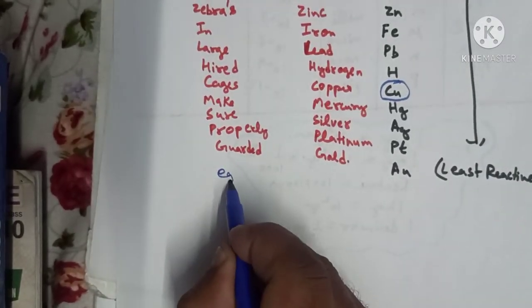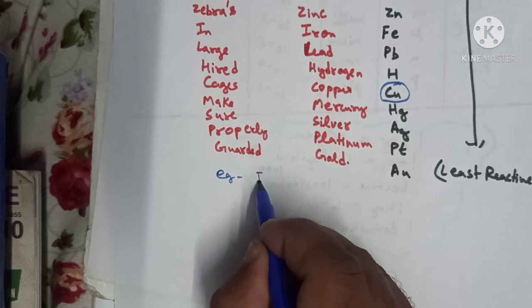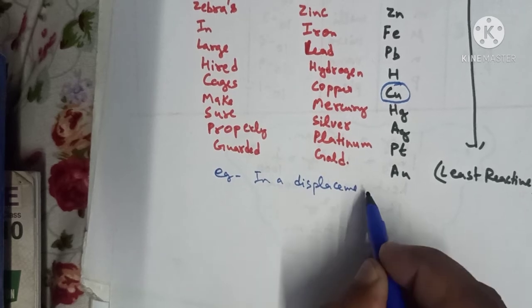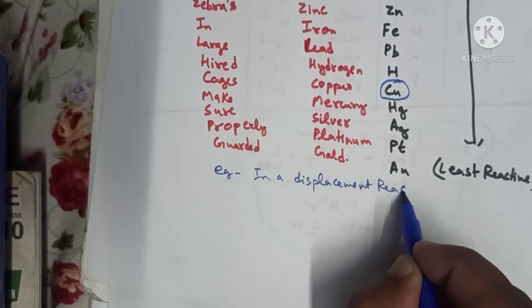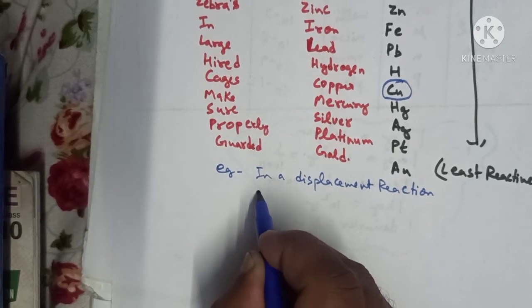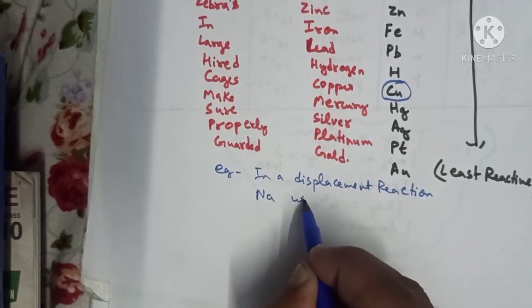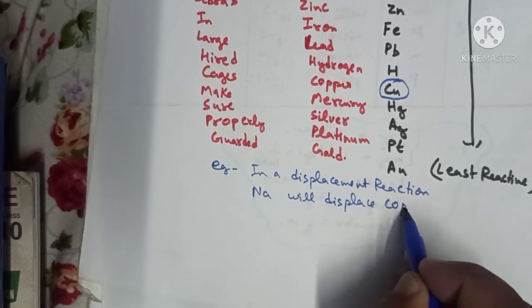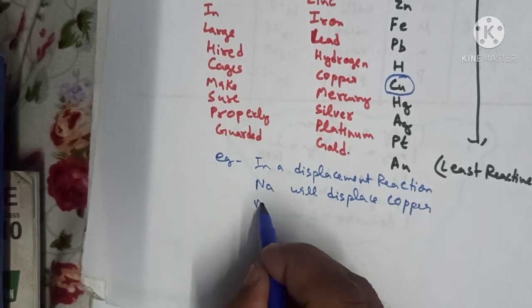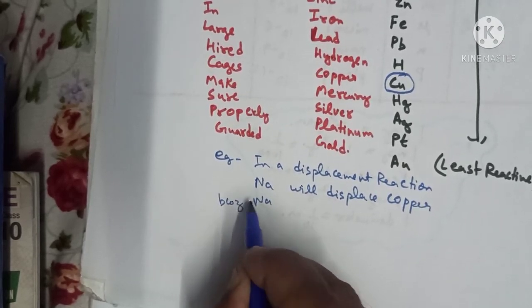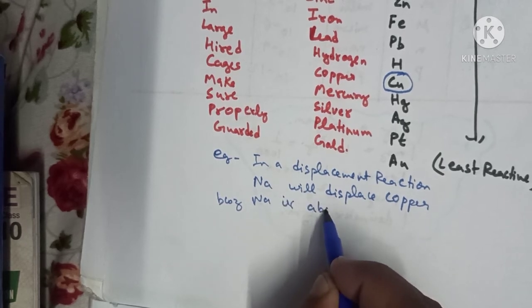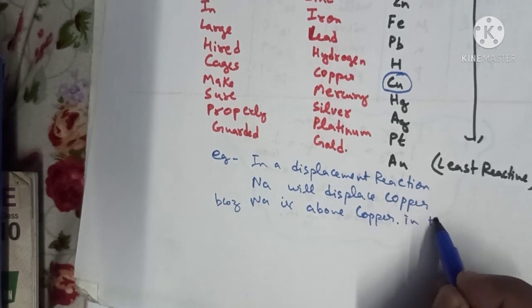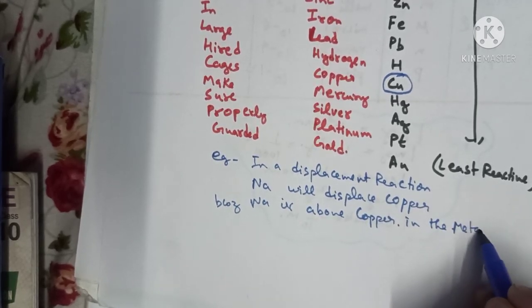For example, in a displacement reaction, sodium will displace copper because sodium is above copper in the metal reactivity series.